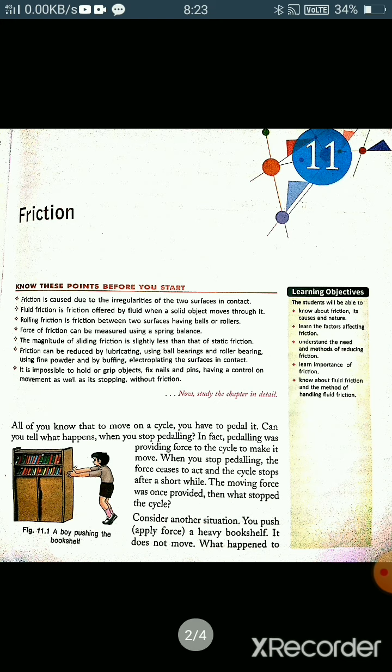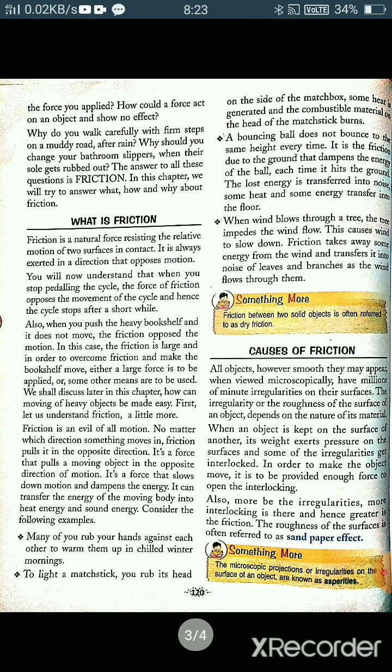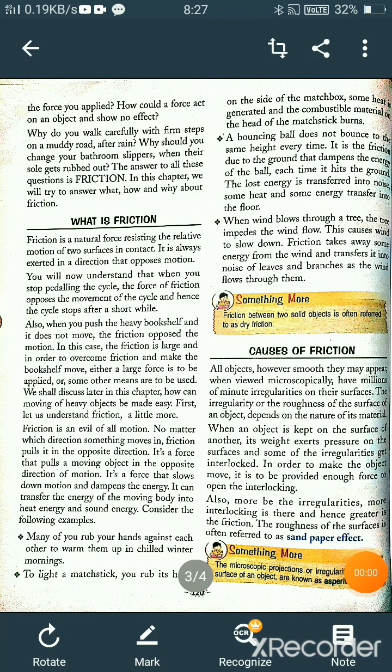So first of all, what is friction? Friction is actually a force which acts opposite to the direction of the motion. Now you will understand that when you stop pedaling the cycle, the force of friction opposes the movement of the cycle and hence the cycle stops after a short while. Again, when we are pushing the heavy bookshelf, it does not move because friction opposes the motion. The friction is larger, and in order to overcome friction and make the bookshelf move, a large force has to be applied.